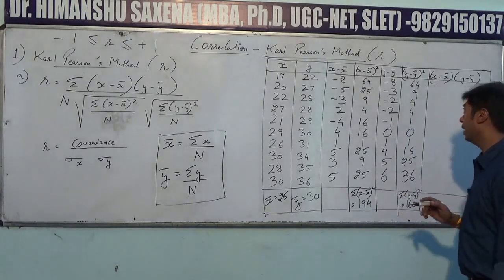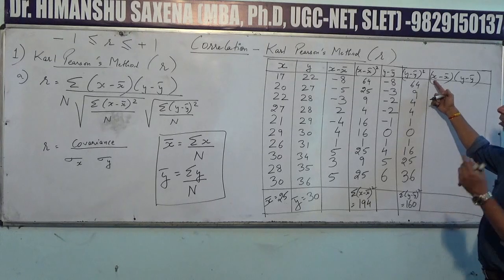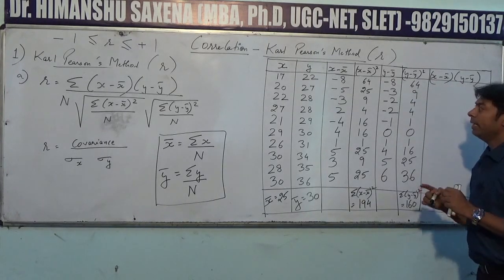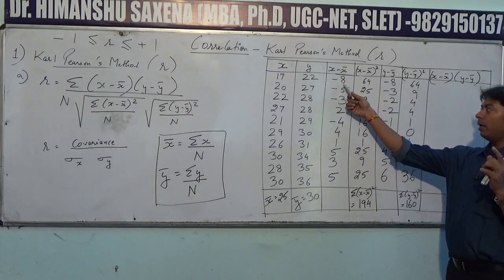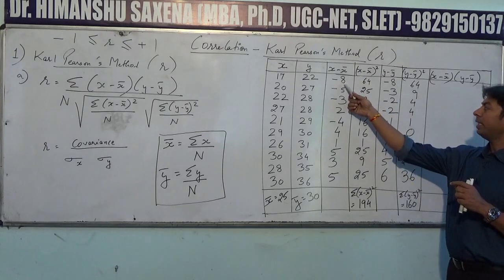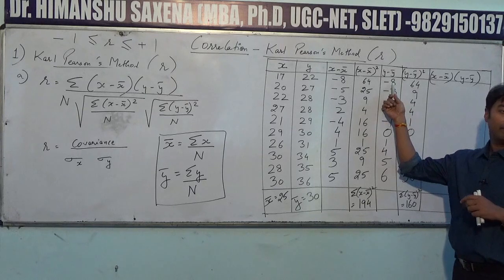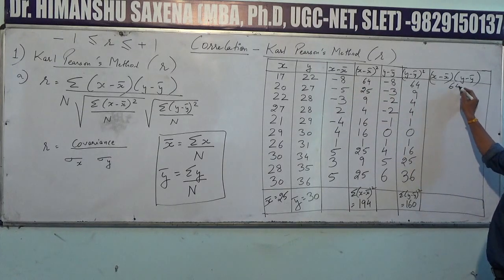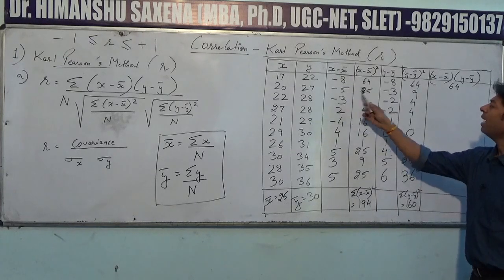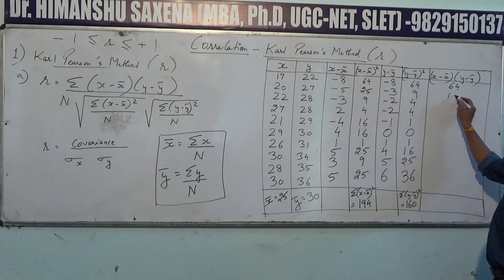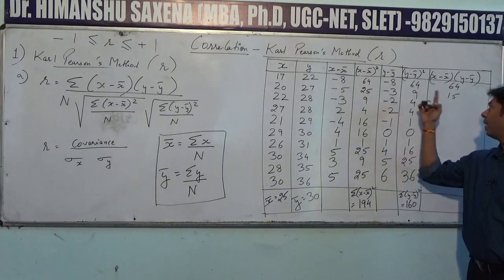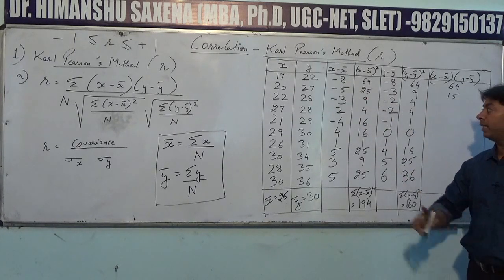Now the next target is an important column called x minus x bar into y minus y bar. How do we get it? We will multiply the value of x minus x bar with the corresponding value of y minus y bar. So minus 8 multiplied by minus 8 will be 64. Minus 5 multiplied by minus 3, minus minus will turn positive. Minus 5 into minus 3 will be equal to 15.